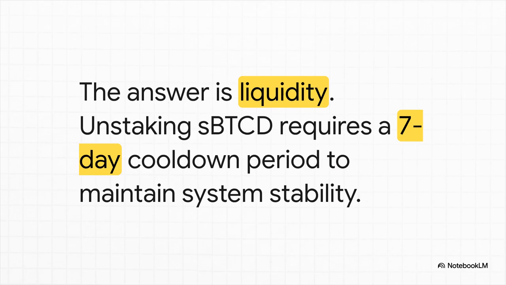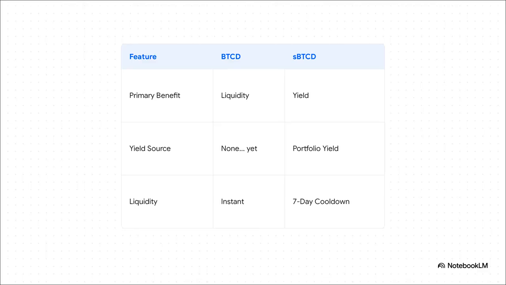See, to keep the system stable and prevent something like a bank run, the protocol has a 7-day cooldown period when you want to unstake your sBTCD. That's the price you pay for that higher yield. This really sums up the whole choice perfectly. With BTCD, you get instant liquidity. That's its main benefit. With sBTCD, you get to capture that sweet portfolio yield, but you have to be okay with that 7-day cooldown. Now, did you notice that little "none yet" under BTCD's yield source?